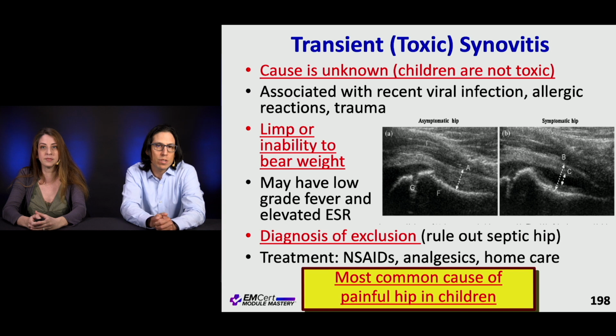How about transient synovitis, aka toxic synovitis? That's sort of a poor name because the kids are not usually toxic from this. This is often after a recent viral infection. Kids show up with a limp and inability to bear weight. They can have a low-grade fever. We've had our son in the ED for this to be ruled out. It's a diagnosis of exclusion. You've got to make sure they don't have a septic joint. But the treatment then is supportive. It's fairly benign, and this is the most common cause of a painful hip in young children.